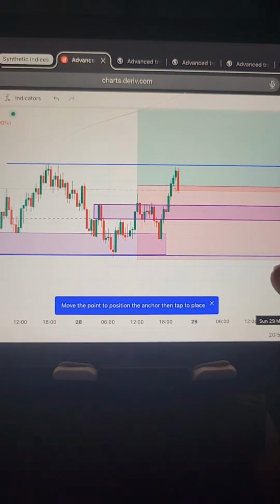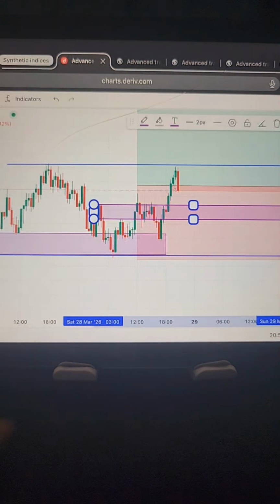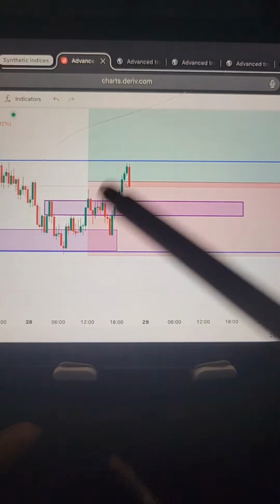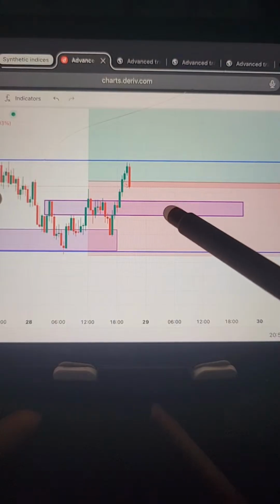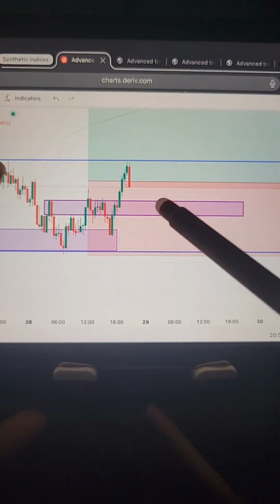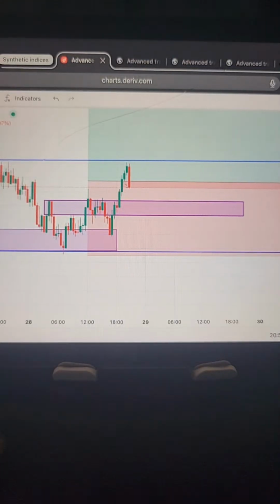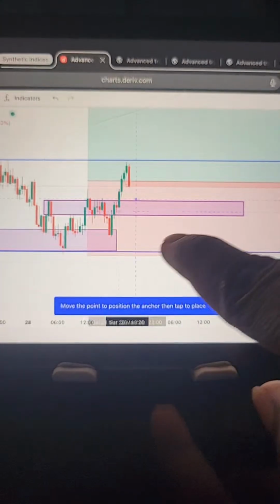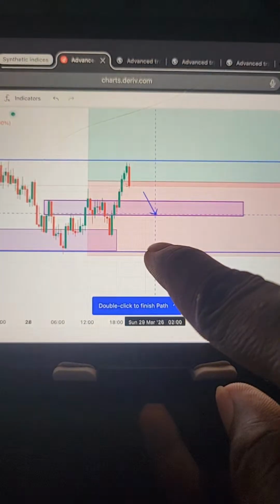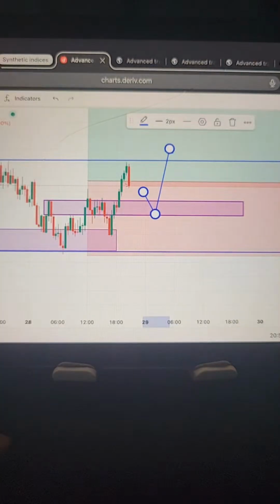So this is another key zone. Price is likely to pull back to this zone. Price is likely to pull back here, then push price to the upside. So this is what I'm expecting for price to do here. Expecting for price to come back here and push price above.